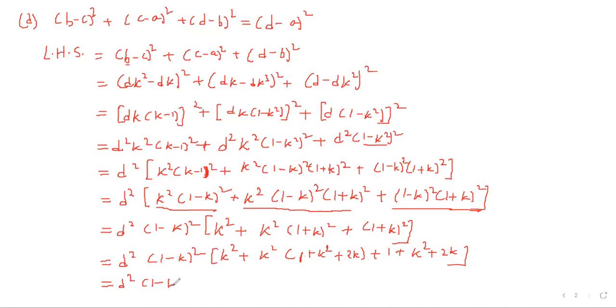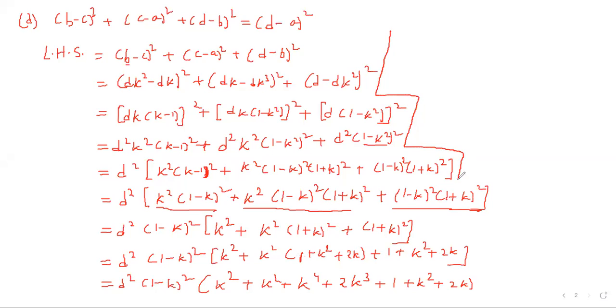So open the bracket slightly: k square into 1 is k square, plus k square into k square is k to the power 4, plus 2k cube, plus 1 plus k square plus 2k. So it is again equal to d square into (1 minus k) whole square. The next bracket I am writing in the next line to avoid confusion. This is part of this line only.